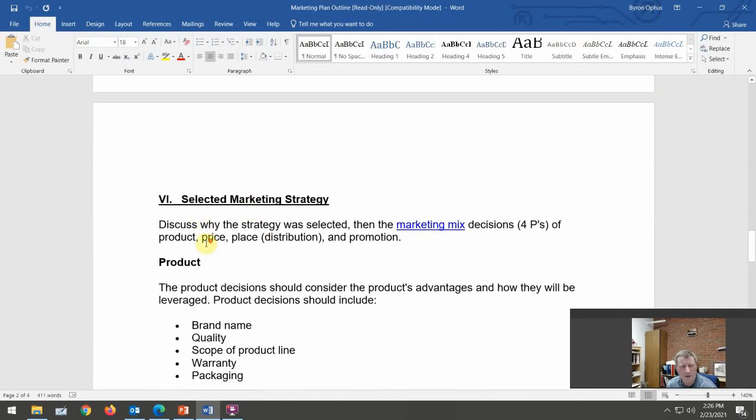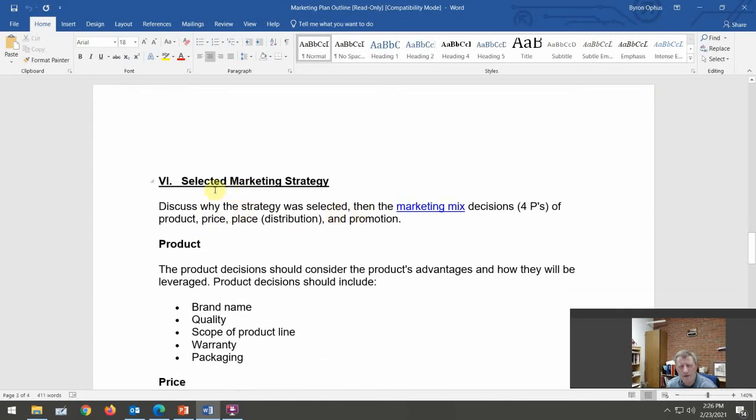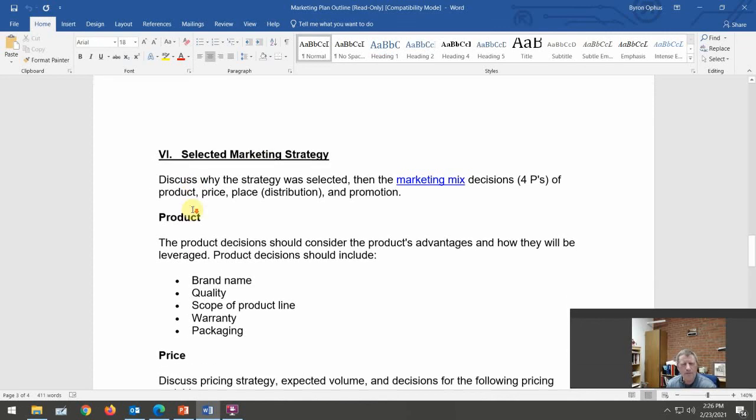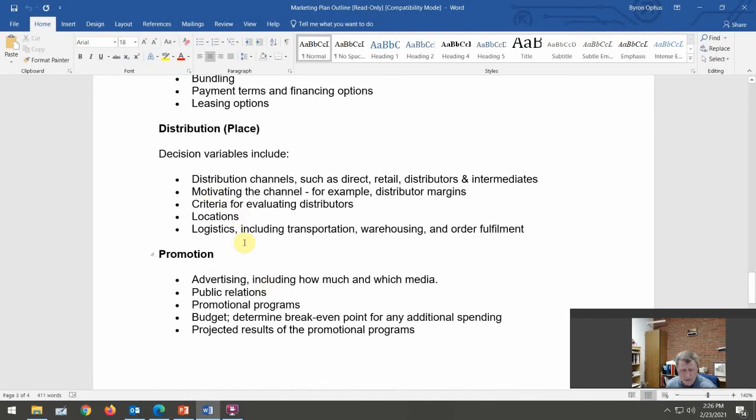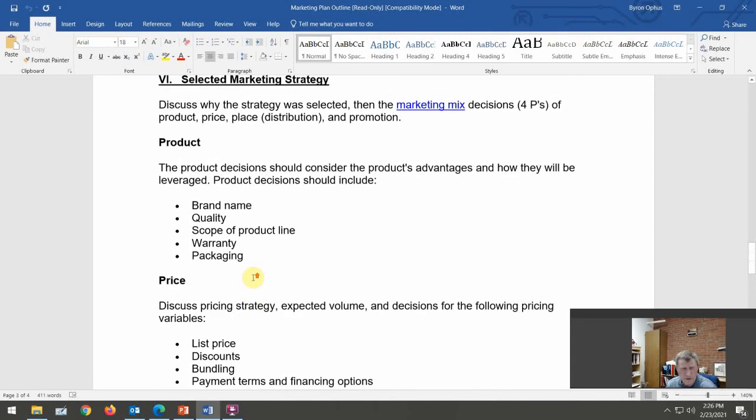Then you get into your selected marketing strategy, and this talks about the 4 Ps. I think that when it comes to marketing strategy, there's 2 main ones. Either you're going to be low price or low cost, or you're going to be a differentiator. The third one that gets mentioned sometimes, and that's fine, is a niche strategy. Usually the niche strategy is a type of differentiator. You're just going after a niche market or a real specific segment of a market, right?